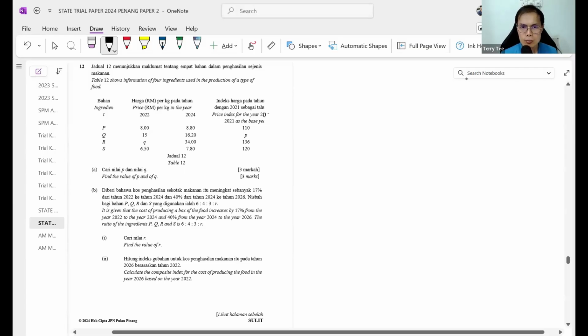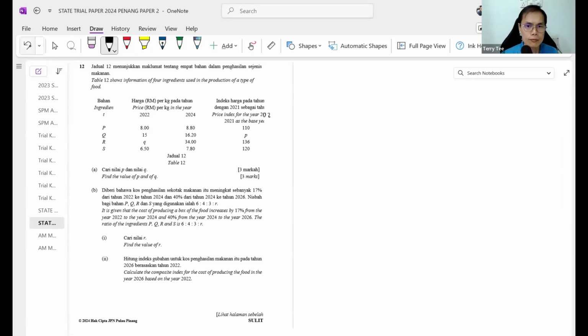This is 2022. Should I say 2024? Yeah, and using 2022 as the base here, I can see here this is 22, 24. Okay, you're supposed to first find the value of P and Q.